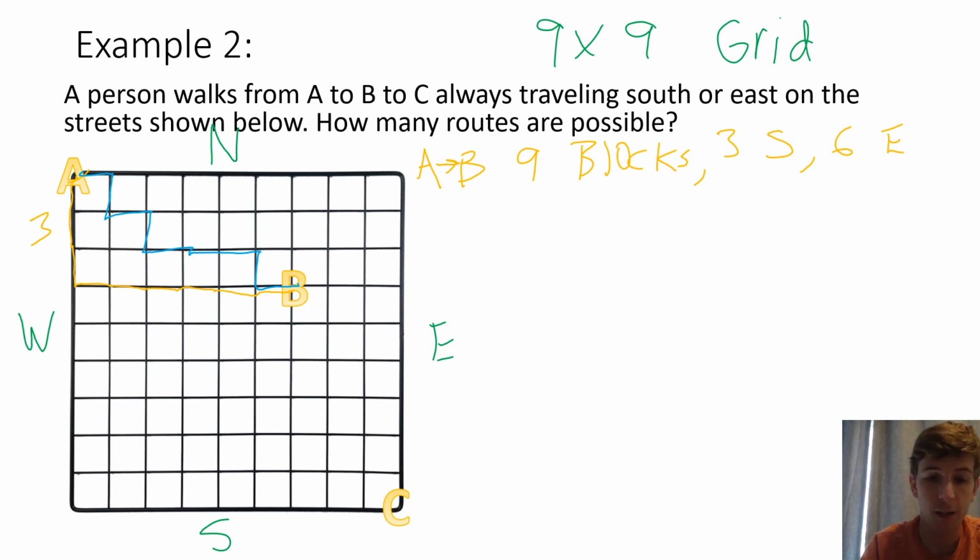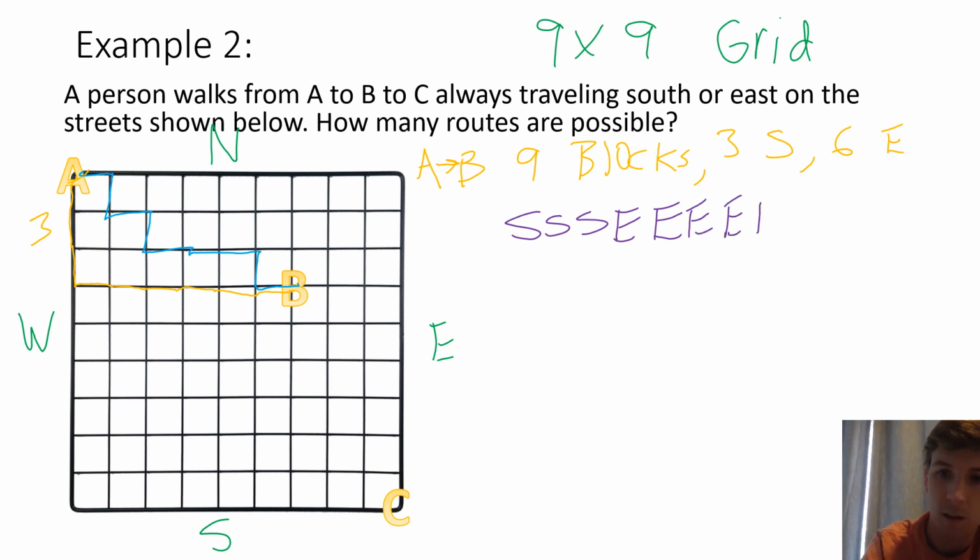So maybe you can see here, this is basically some kind of arrangement. We can think of this as a word with 3 S's and 6 E's. So we can use the formula that we just developed. How many different permutations, how many different arrangements of those letters can we make with this word that we just developed here?